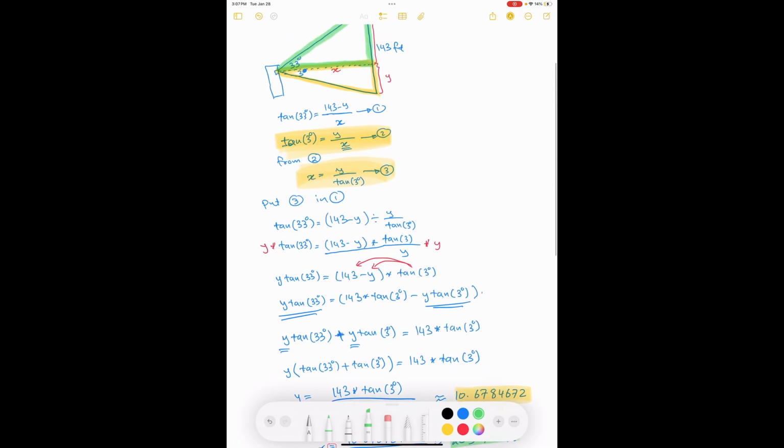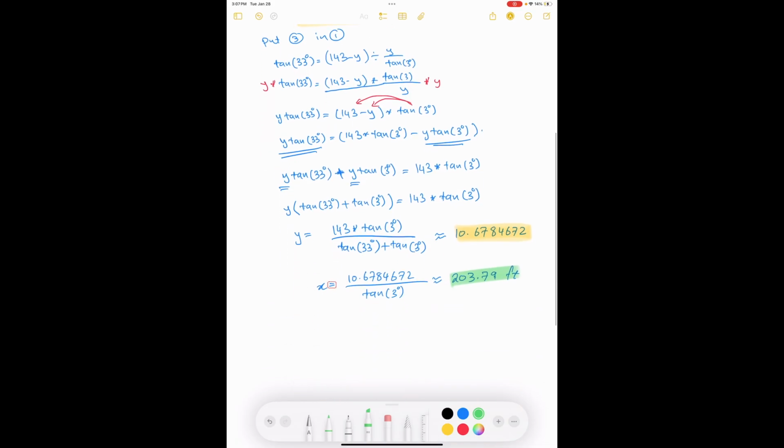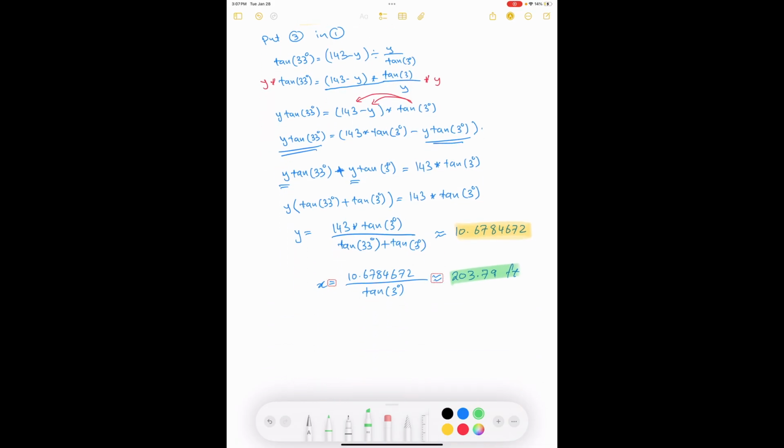So after all of this work, this is how you're going to answer this type of question. If you have any questions regarding any of these steps, please let me know.